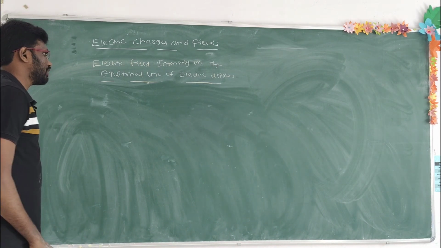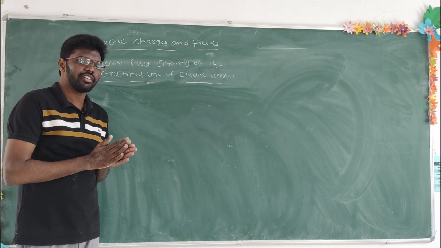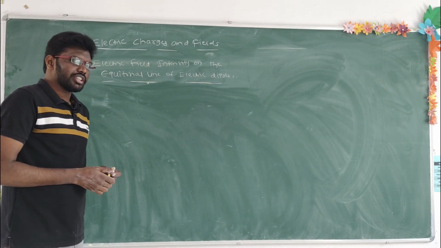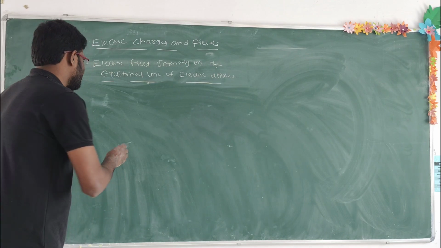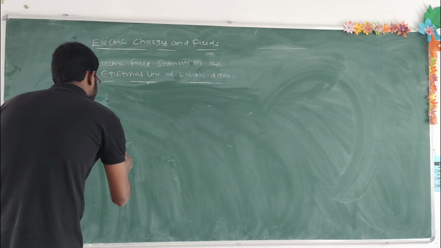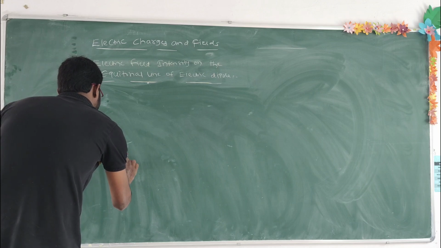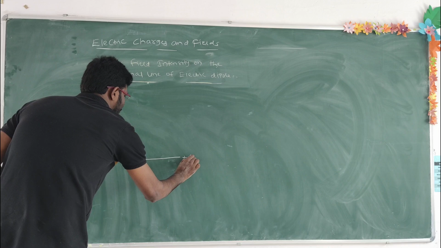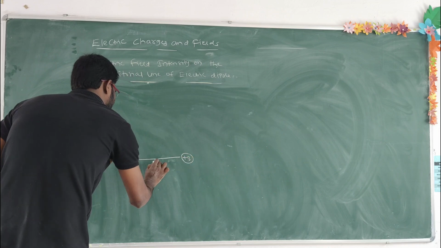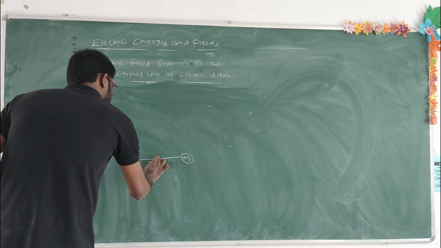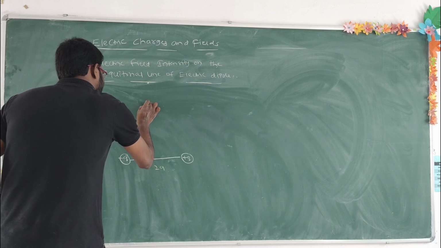Electric field intensity on the equatorial line of an electric dipole. To find the electric field intensity on the equatorial line of a dipole, first let us consider a dipole of charges minus q and plus q separated by a distance 2a. Let P be a point on the equatorial line of this dipole.